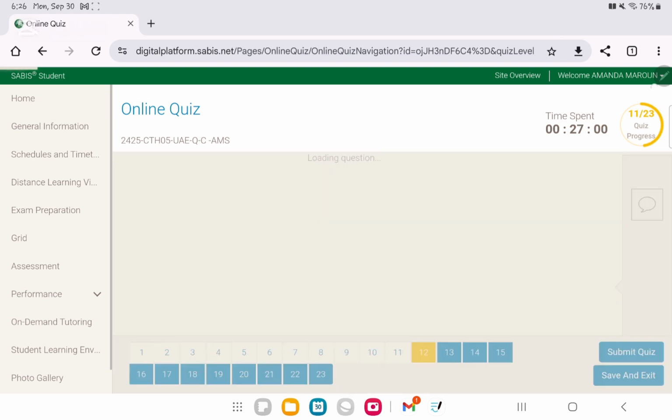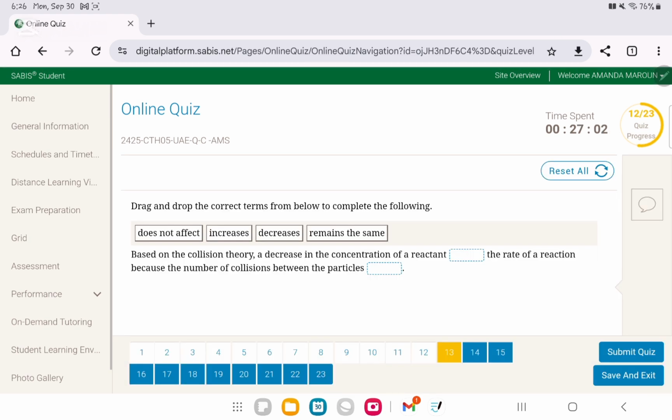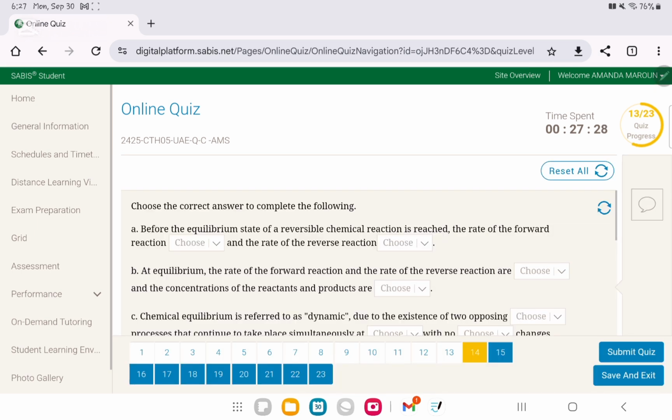Now, question number 13. Based on the collision theory, a decrease in the concentration of a reactant. So if you're decreasing the reactant, then you're going to decrease the reaction rate. Why? Because you're decreasing the number of collisions between the particles. However, if you increase the concentration, then you will increase the reaction rate because the number of collisions between the particles will increase.